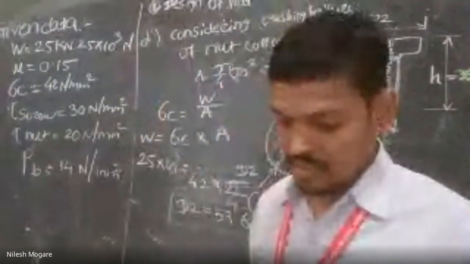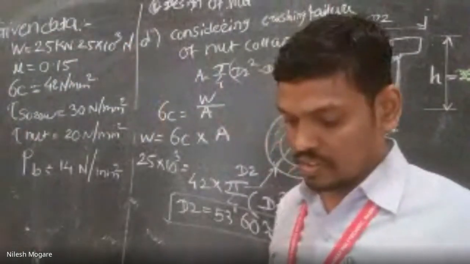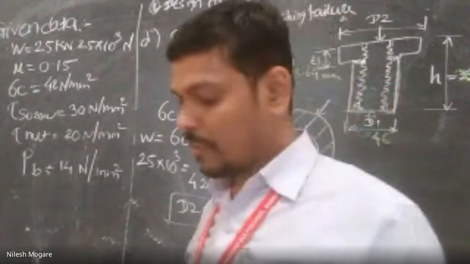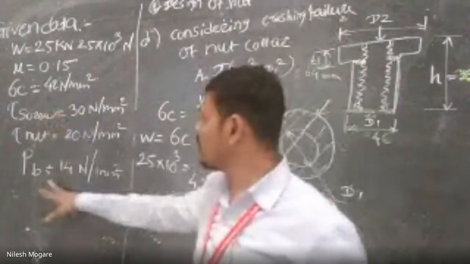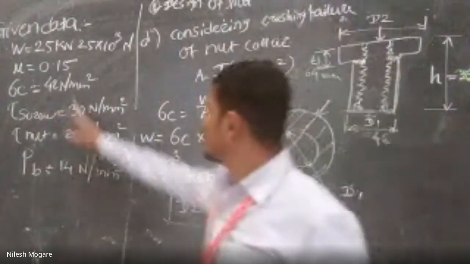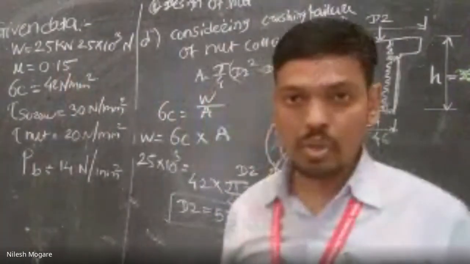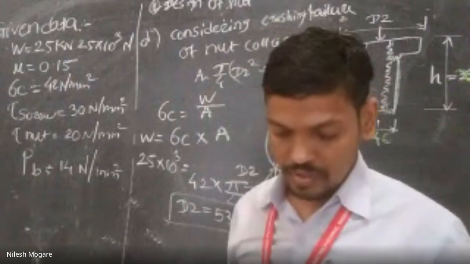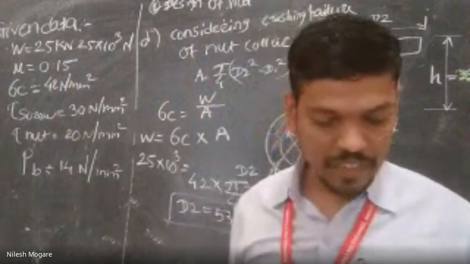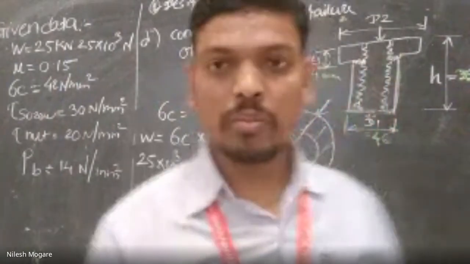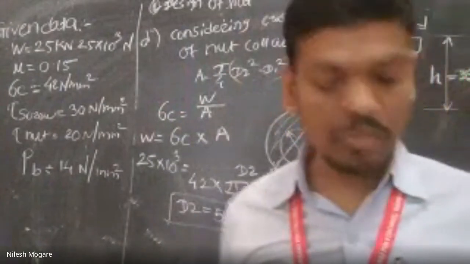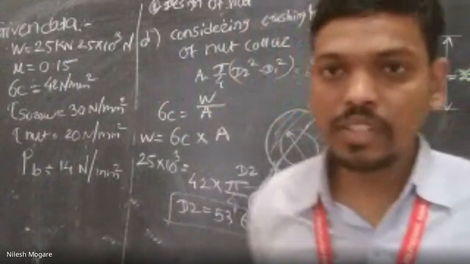Now bearing pressure is 5 megapascal, that means pb is 5 newton per mm square. Now mu, the value of coefficient of friction, is 0.12. So these are the given data, and with this we have to solve the numerical. That means we have to design our screw jack. So the first step is design of screw spindle and the second step is design of nut.